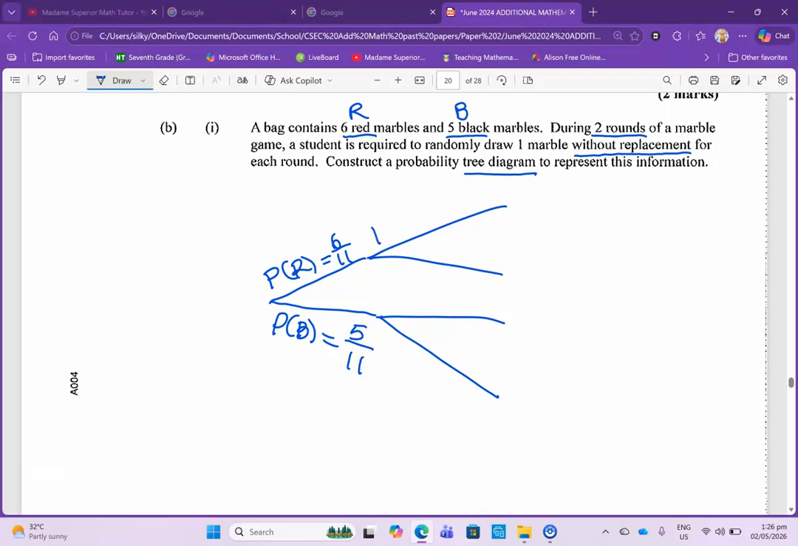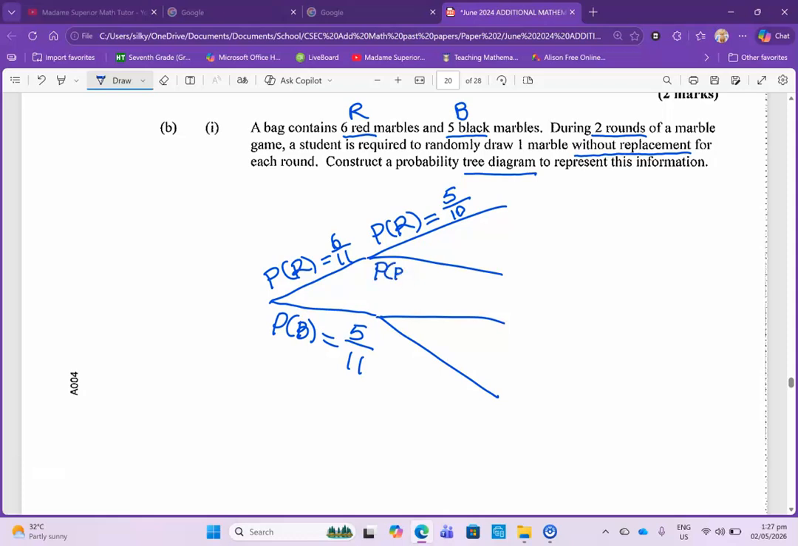so if I pick another red marble, given that I already picked a red marble in the first round, remember we're not replacing that first marble, therefore the total will be out of 10 this time. And since I already picked a red marble, I have 1 red marble less, so the probability will be 5/10. Now I'm going to leave it as 5/10. I'm not reducing it, right?